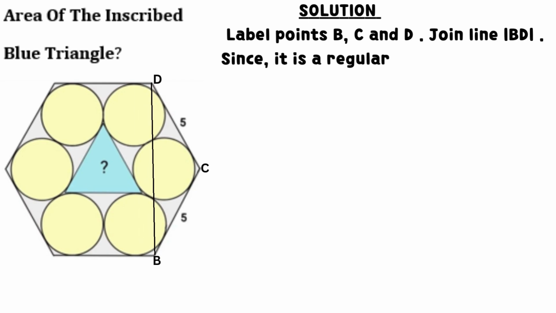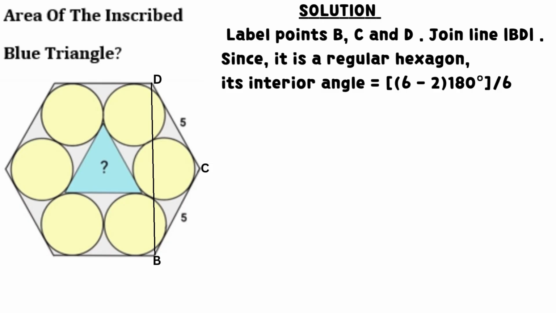Label points B, C, and D. Join line BD. Since it is a regular hexagon, its interior angle equals (6 minus 2) times 180 degrees, all divided by 6, which equals 120 degrees. This implies that angle BCD equals 120 degrees.